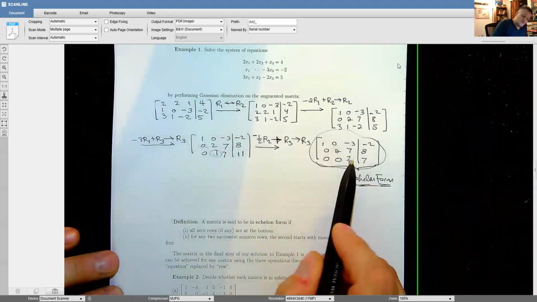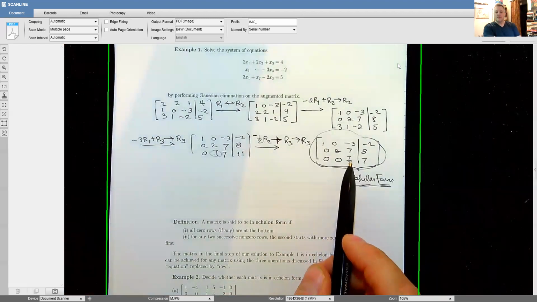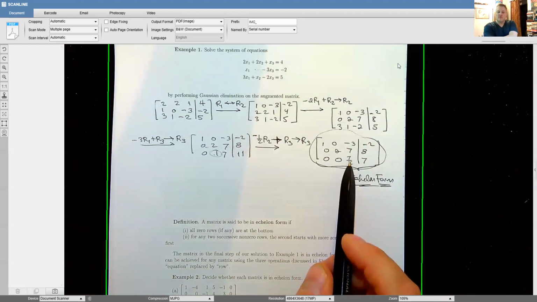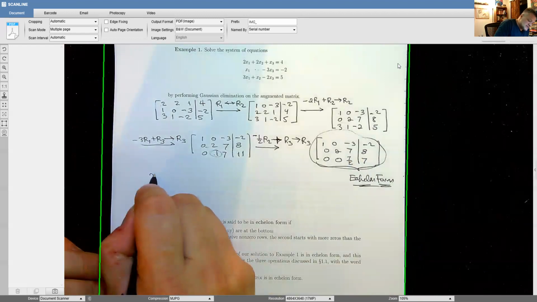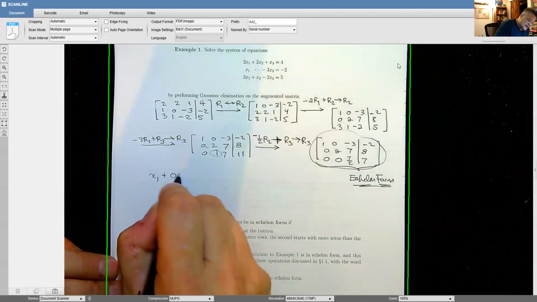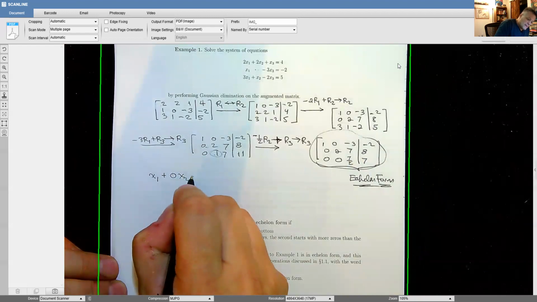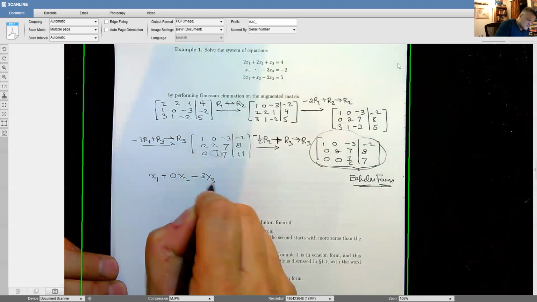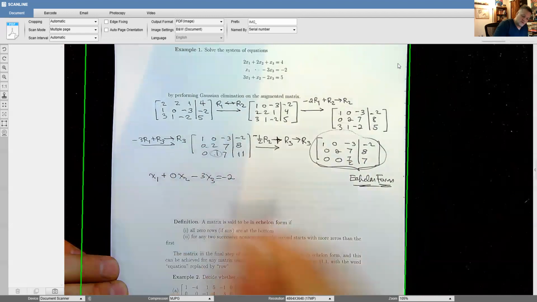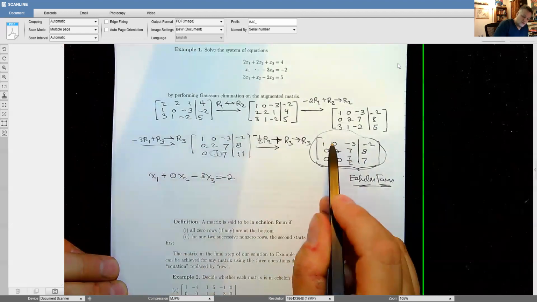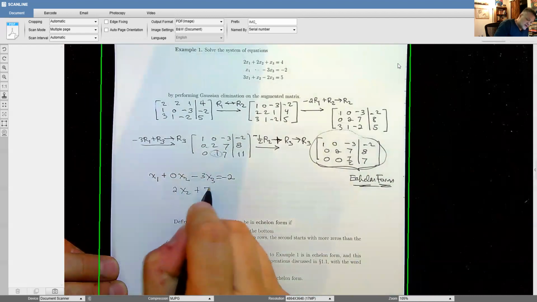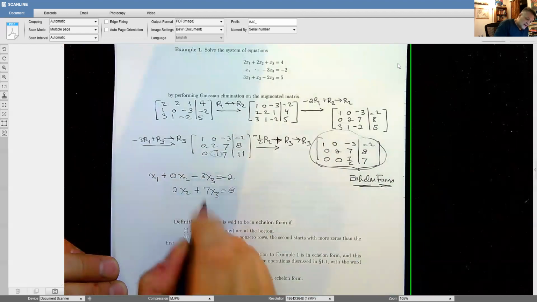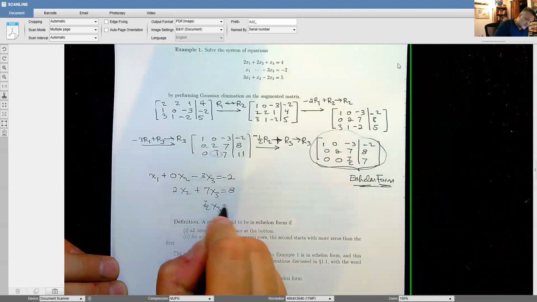Now we have this nice set of numbers that corresponds to the coefficients and right side of an equivalent system. So what do I get? This is the same as x1 plus 0x2 minus 3x3 is minus 2. Right, so these are the coefficients of x1, x2, and x3 respectively. Then I have a 2x2 plus 7x3 is 8, and a 7/2 x3 is 7.